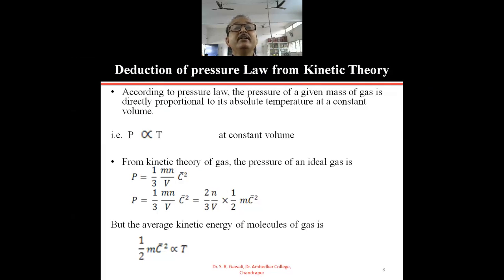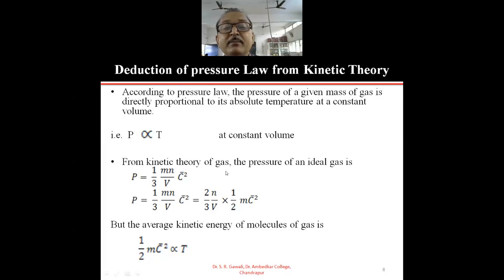Then after this, we will deduce the pressure law from the kinetic theory of gases. According to the pressure law, the pressure of a given mass of a gas is directly proportional to its absolute temperature at constant volume, and therefore we can state this pressure law mathematically as P is proportional to T, where P is the pressure and T is the absolute temperature. So, P is proportional to T at constant volume.